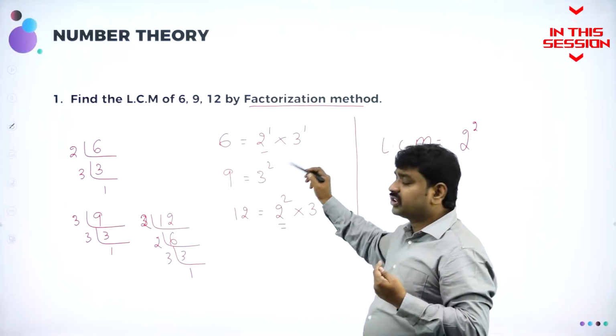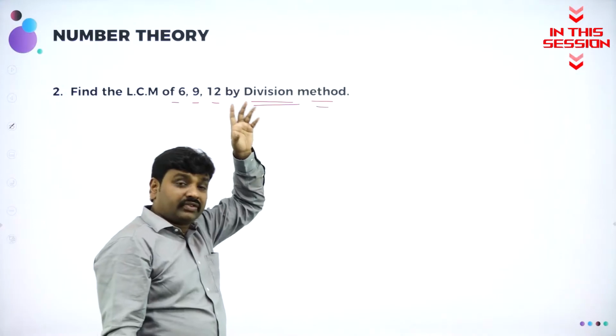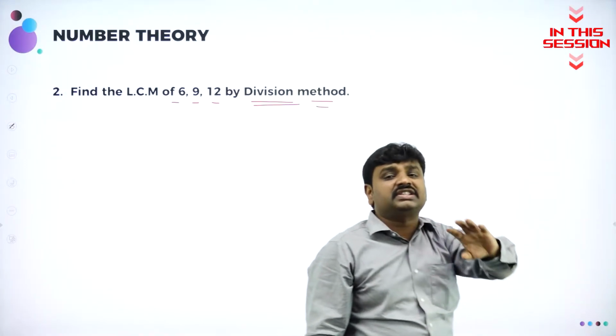So out of 3 power 1 and 3 power 2, which is greater? 3 square. So I can divide, see, same 692 I can divide with 2, it's not wrong. Now they have given same numbers but they are asking you to find LCM by a different method.